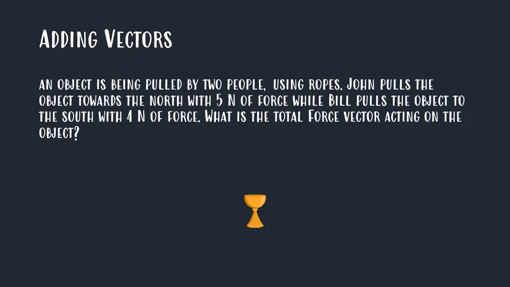So let's have a look at the last one. An object is being pulled by two people using ropes. John pulls the object towards the north with 5 newtons of force, while Bill pulls the object towards the south with 4 newtons of force. So what is the total force vector acting on the object? So let's draw the vectors as they are being described in the question again. 5 newtons north, 4 newtons south.